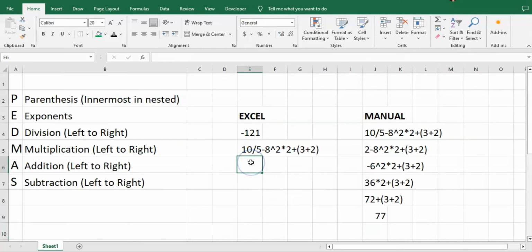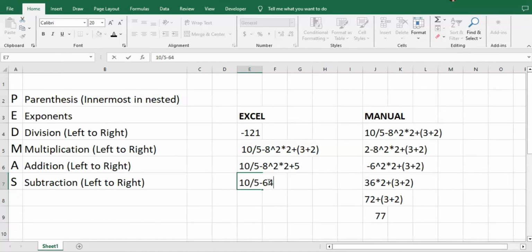Now let's work out how Excel calculated it. Excel used this operator order. First we work out this 3 plus 2, which is in the bracket. So 10 divided by 5 minus 8 exponent 2 multiplied by 2 plus 5. Then we work out this 8 exponent 2. So 10 divided by 5 minus 8 exponent 2, which is 64, multiplied by 2 plus 5.